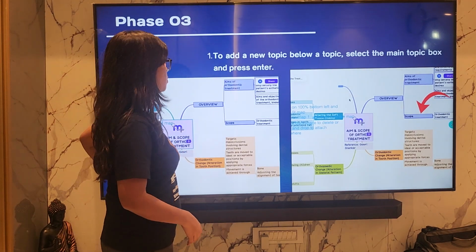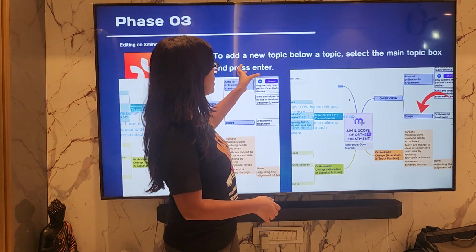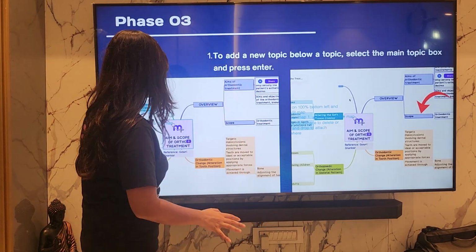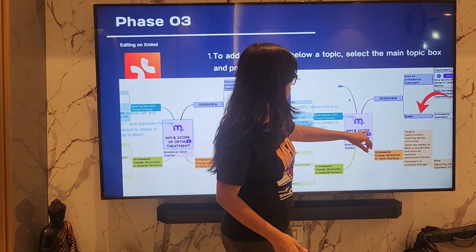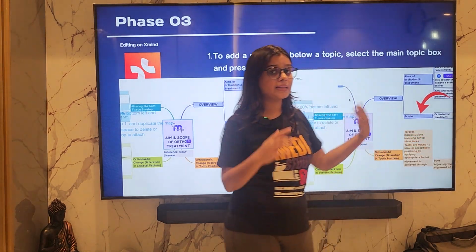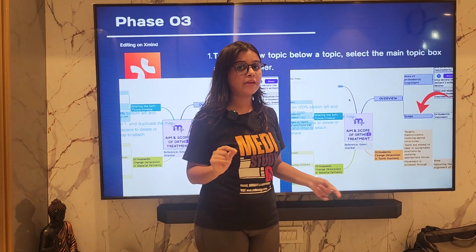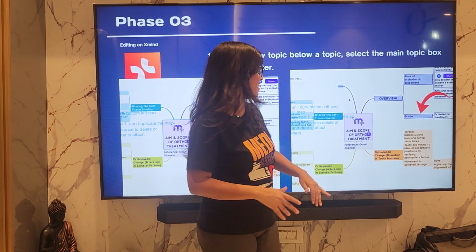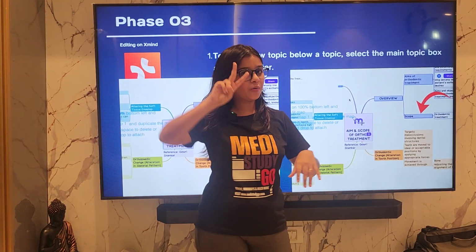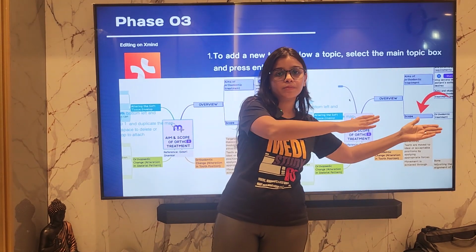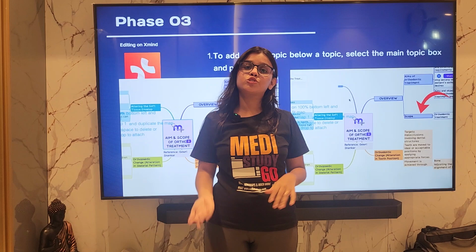Okay, now suppose you want to add a new topic below a topic, select the main topic and press enter, which means suppose here, you want to add a topic just under it, right? So last time we used the key tab, this time we will use the key enter, so that it goes under it. There are only 2 keys that you must remember. One is tab if you want to go ahead. If you want to go below, you should use enter.